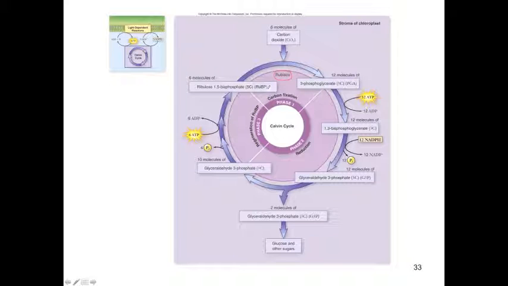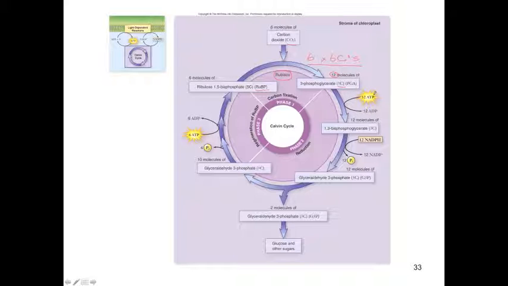We have a bench, again a workbench. It's a 5-carbon workbench. So we'll take 6 molecules of RuBP, which are 5 carbons, and we'll add 1 molecule of CO2, which only has 1 carbon. And so here, for an instant, we'll have 6 times 6-carbon molecules. These 6-carbon molecules very rapidly get turned into 12 3-carbon molecules.